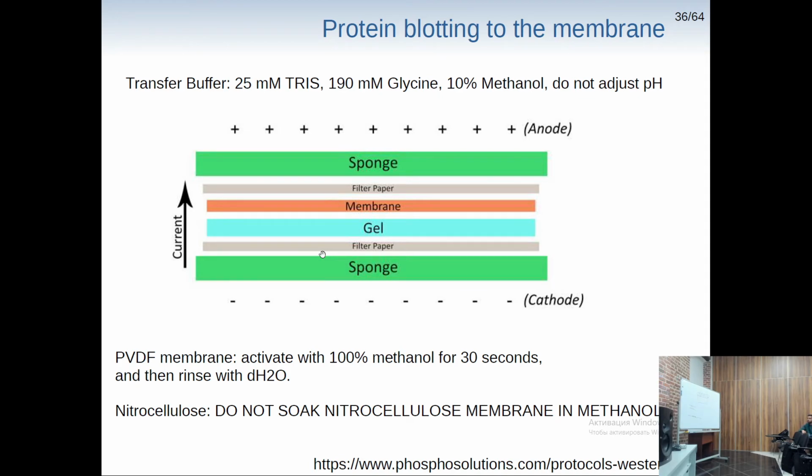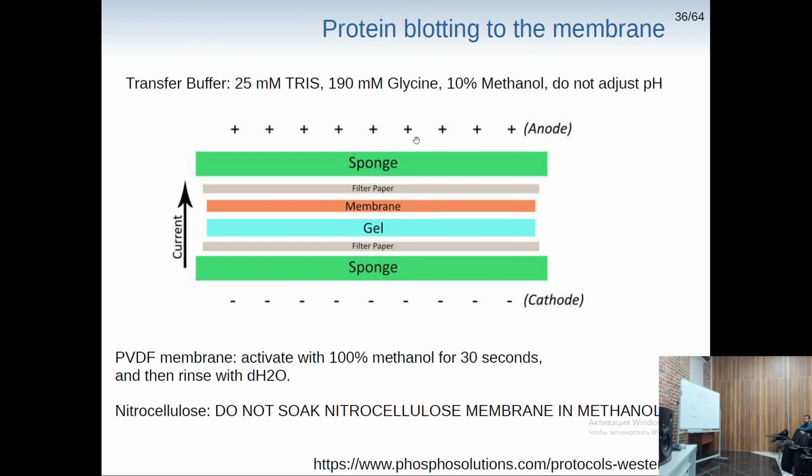trapped here. And since our protein is still covered with SDS, it has this negative charge, and we have to be really careful to put the membrane closer to the anode. So our proteins will be moving towards the membrane.